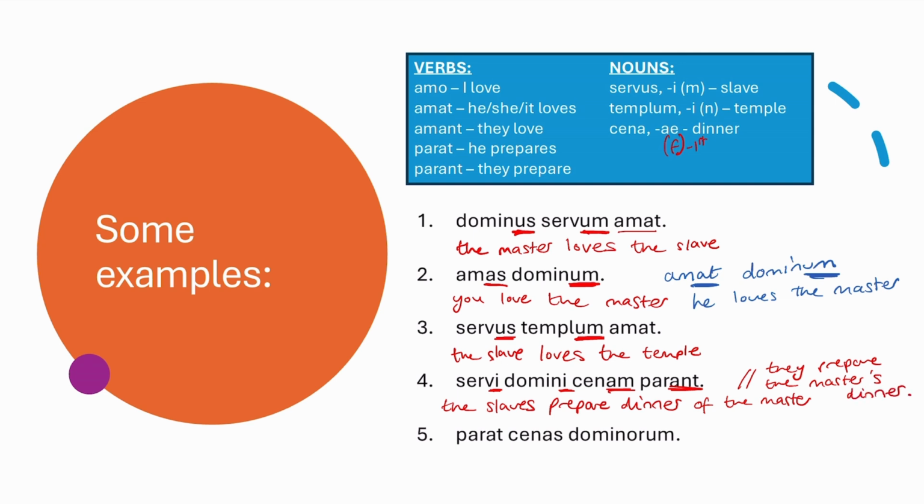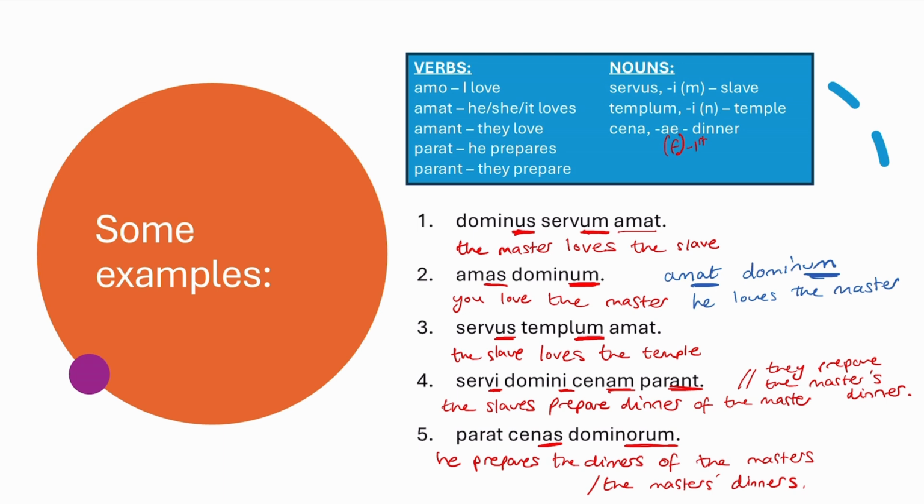If you want a reminder on your apostrophes, go back to my video on the different cases. And our last one, number 5, parat canas dominorum. Do we have a nominative in this sentence? No, we do not. Canas is accusative plural, dominorum genitive plural. So it's just going to have to be he, she, or it prepares. Then the dinners, canas in the plural, the dinners of the masters. Or we could say the master's dinners, apostrophe after the S.